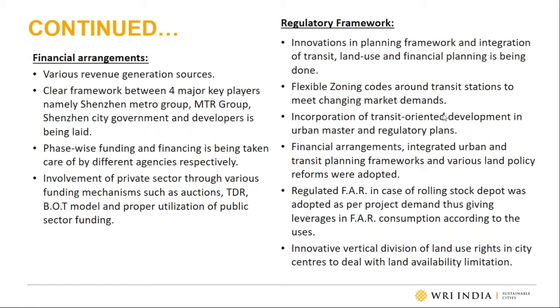On the regulatory framework, innovations in the planning framework and integration of transit, land use, and financial planning are being done. Flexible zoning codes around transit stations to meet changing market demands. Incorporation of transit-oriented development in urban master and regulatory plans. Financial arrangements: integrated urban and transit planning frameworks and various policy reforms were adopted. Regulated FAR in the case of rolling stock depot was adopted as per project demand, thus giving leverage in FAR consumption according to the users. Innovative vertical division of land use rights in city centers to deal with land availability limitation.